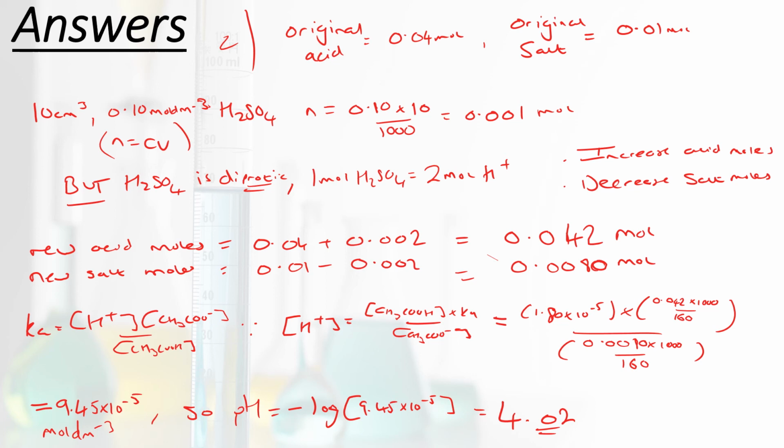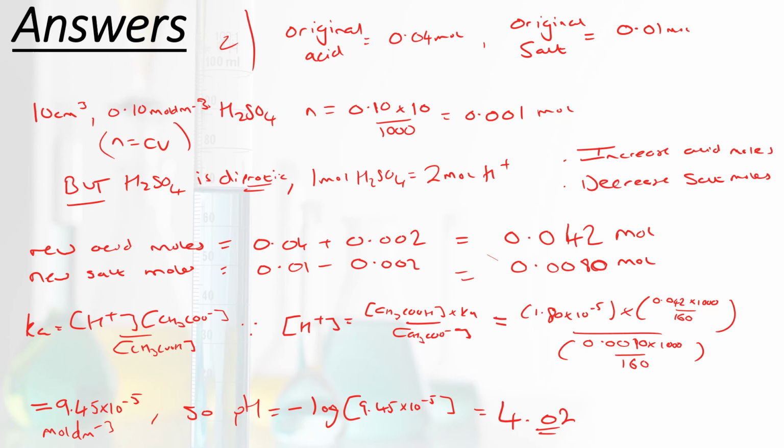Now again, this is where we have to be careful. On the previous videos we looked at a sulfuric acid question. Sulfuric acid is diprotic, it releases 2 moles of H+ per mole of sulfuric acid. So we can work out our moles doing the concentration times the volume, which gives our moles of sulfuric acid as 0.001. But sulfuric acid is diprotic. 1 mole of sulfuric acid, 2 moles of H+. So that means the number of H+ moles that we've added is actually 0.002.